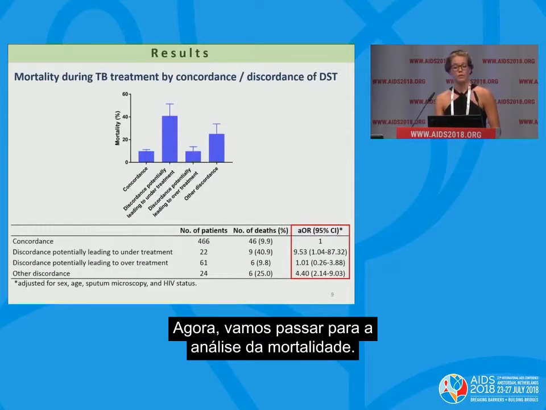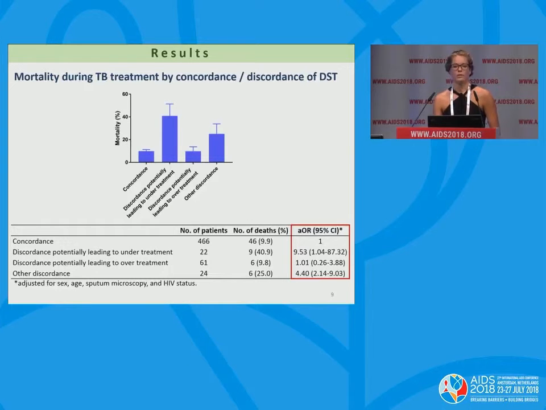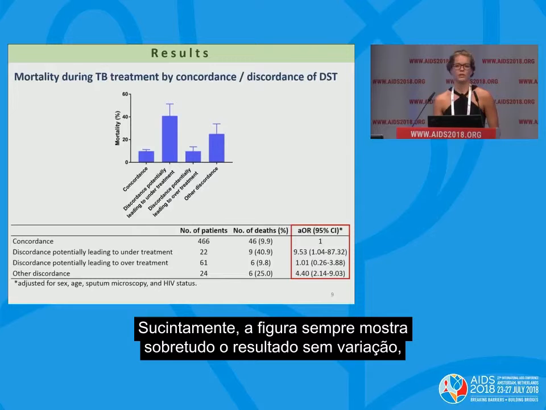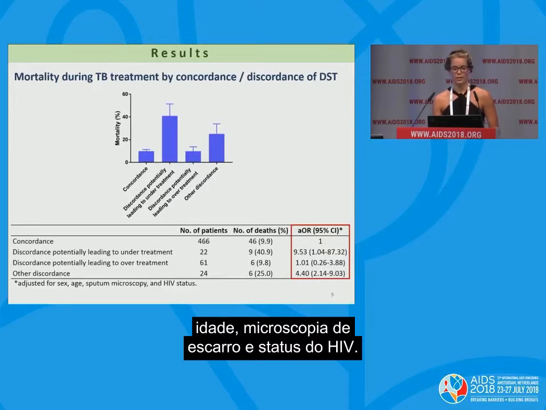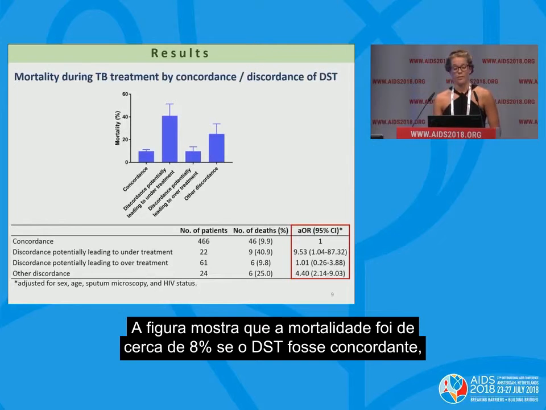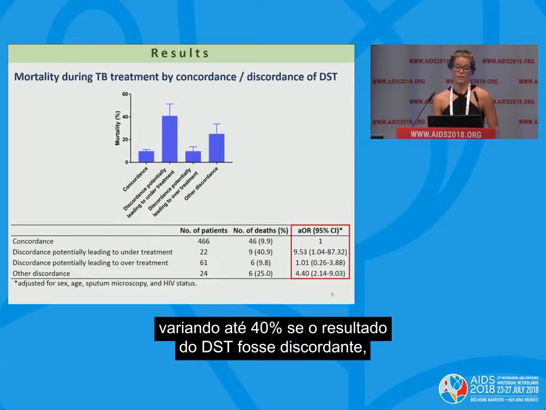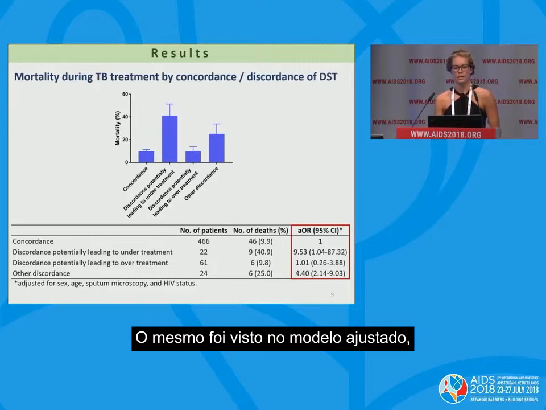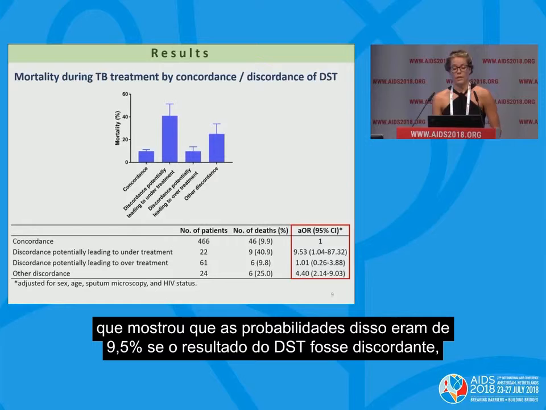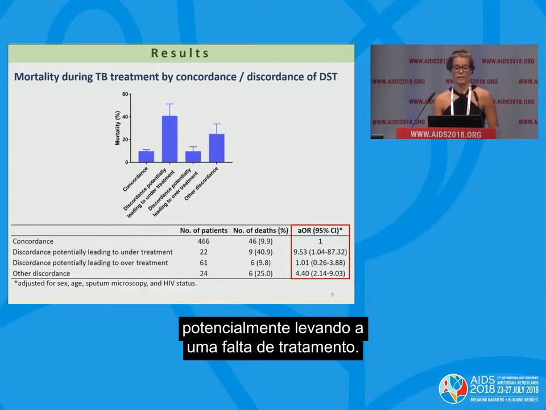Now we move on to the analysis on mortality. Briefly, the figure always shows you the univariate result, and the table below shows you the multivariate results adjusted for sex, age, sputum microscopy, and HIV stages. The figure shows you that mortality was around 8% if the DST result was concordant, and ranged up to 40% if the DST result was discordant, potentially leading to an undertreatment. Similar was seen in the adjusted model, which showed that the odds of death was 9.5 if the DST result was discordant, potentially leading to an undertreatment.